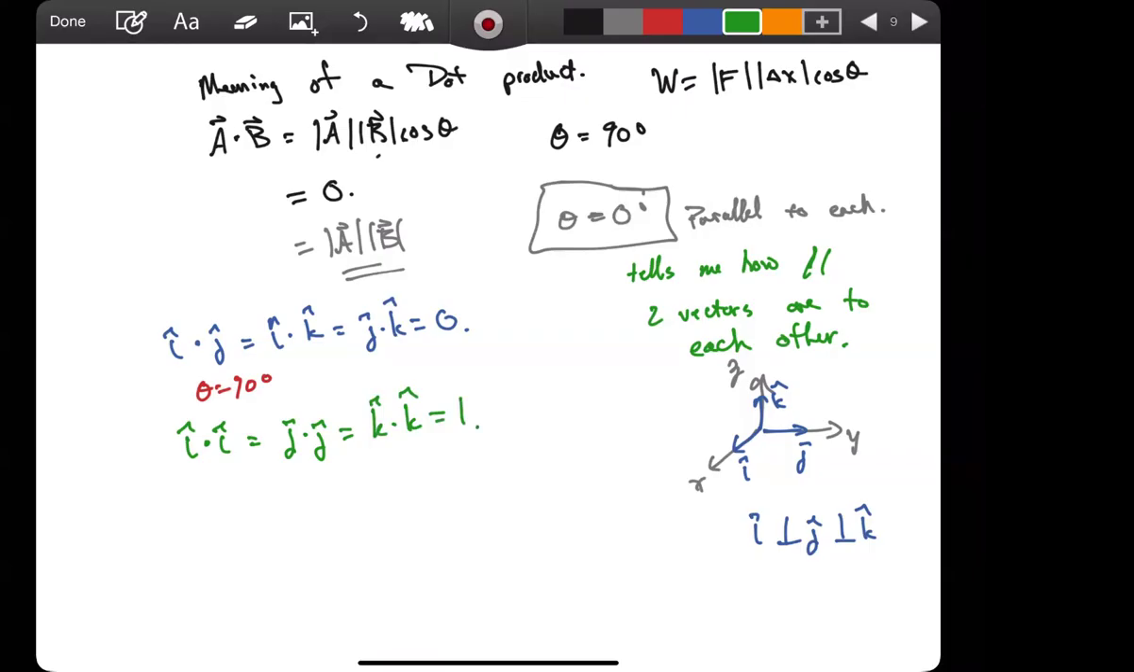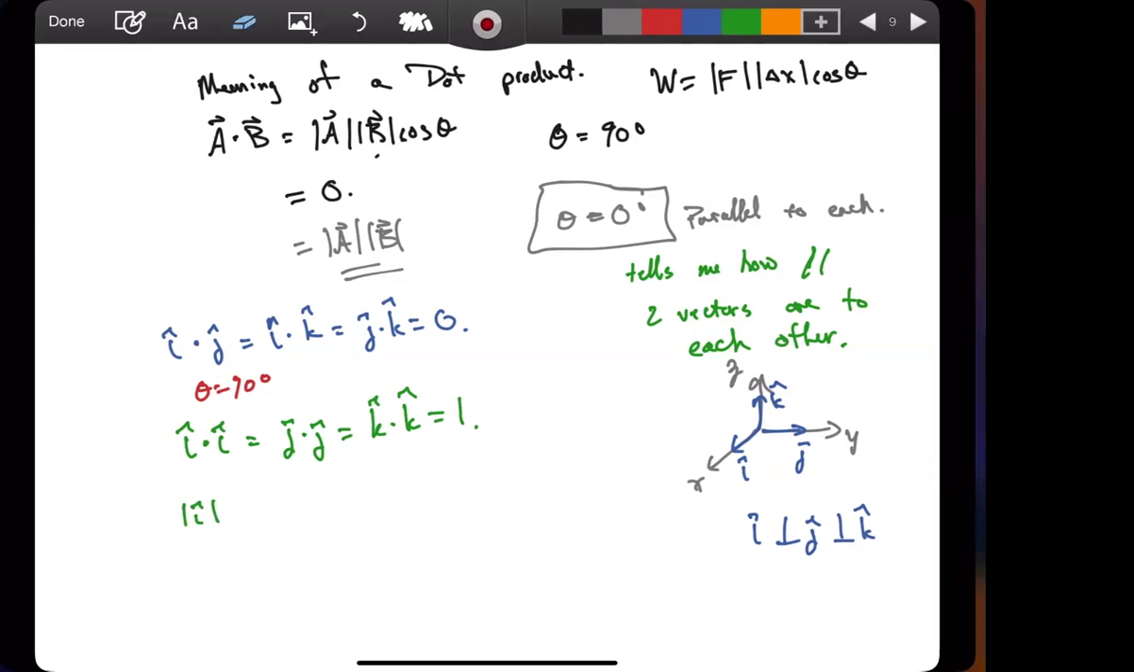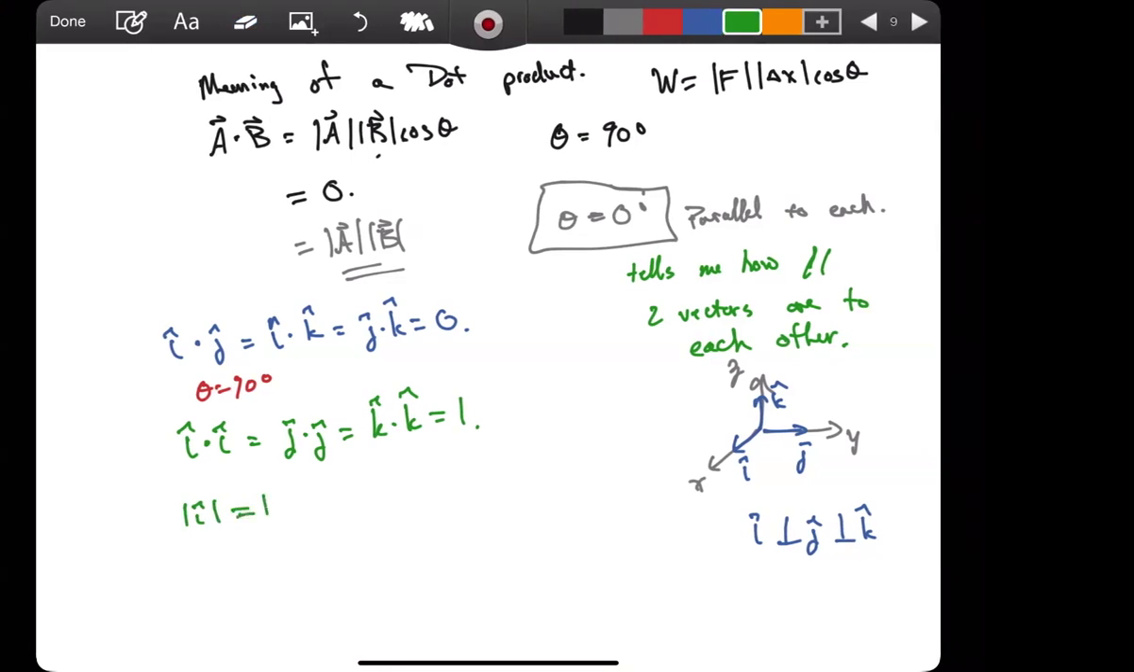And the reason for that is, remember that we're dealing with unit vectors, which means that the magnitude of the unit vector is simply equal to 1. So in this case, I dotted with I is the same thing as 1 times 1 times cosine of 0, which is equal to 1. So I get a 1 times a 1 times a 1, which is simply equal to 1.